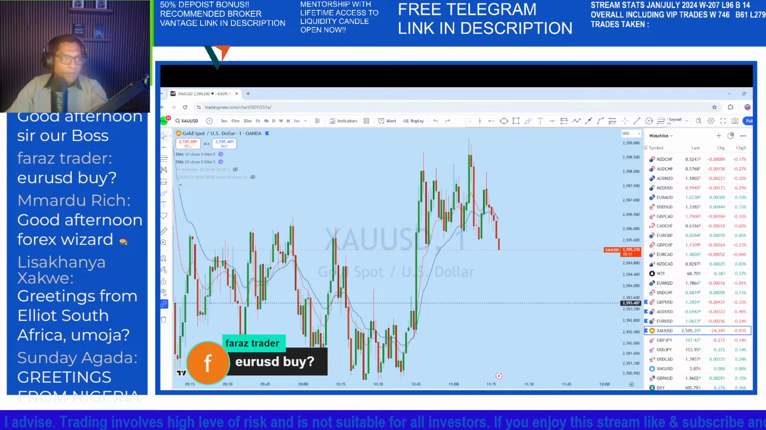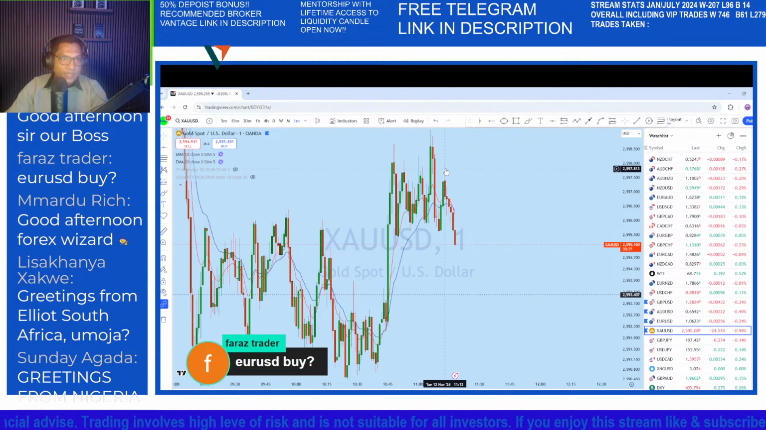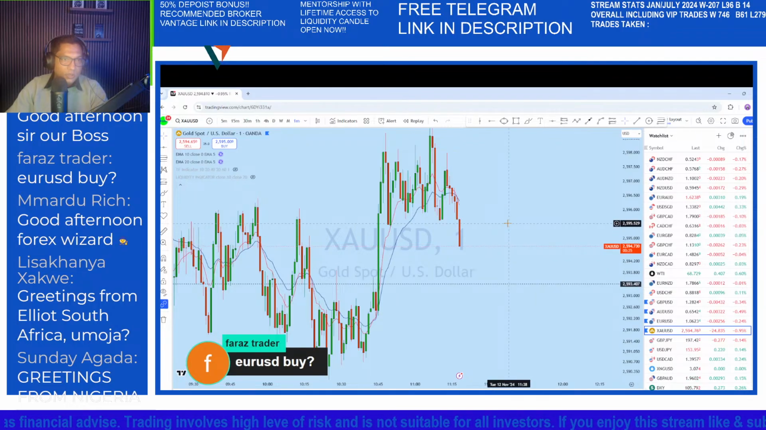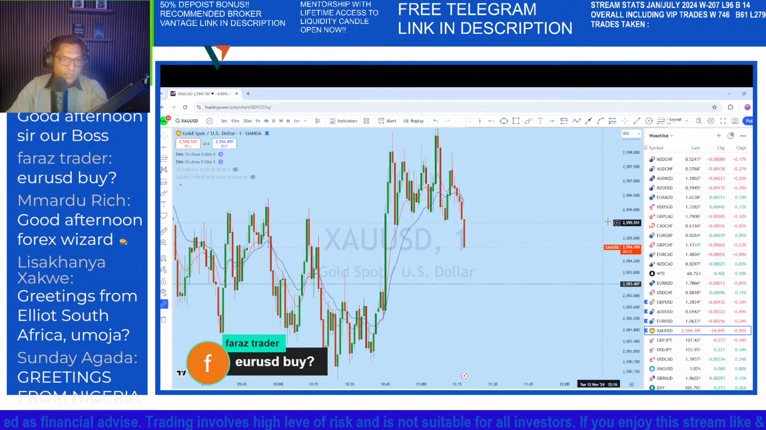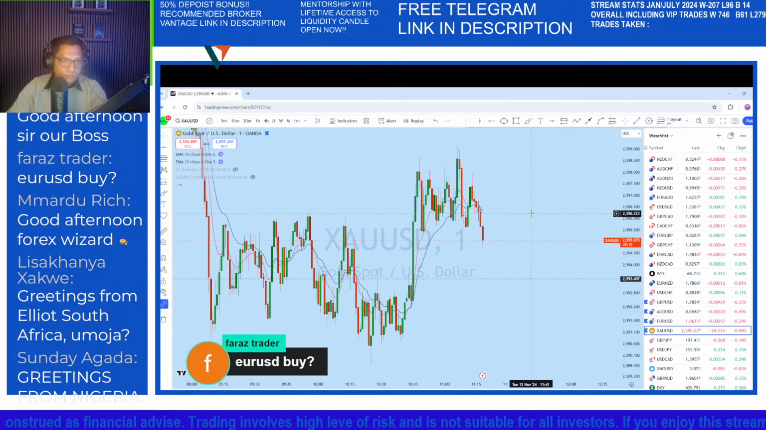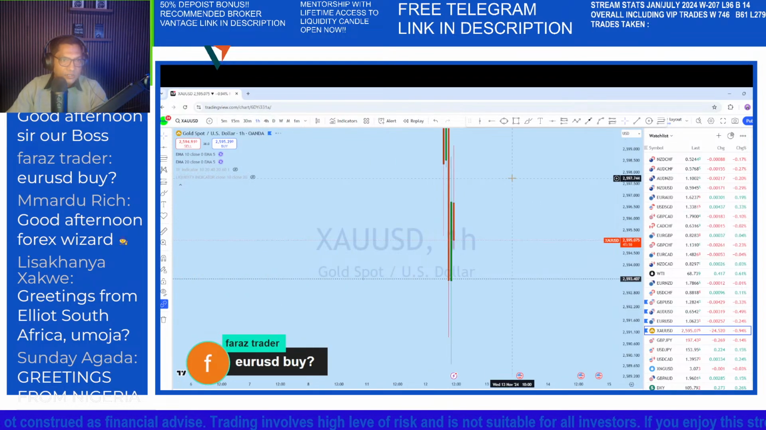Now, here we can see that after forming this pattern, it's breaking below. So we were expecting that drop, which we see eventually coming in that direction.